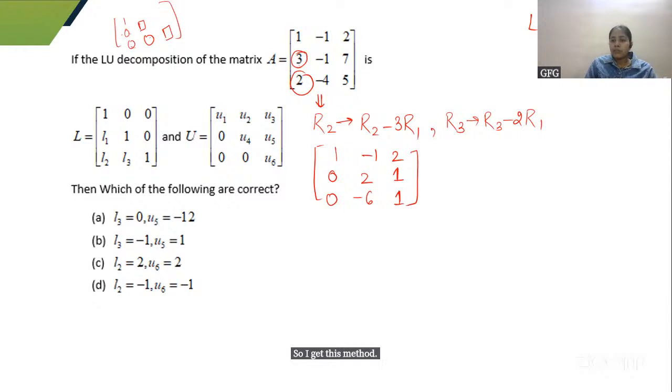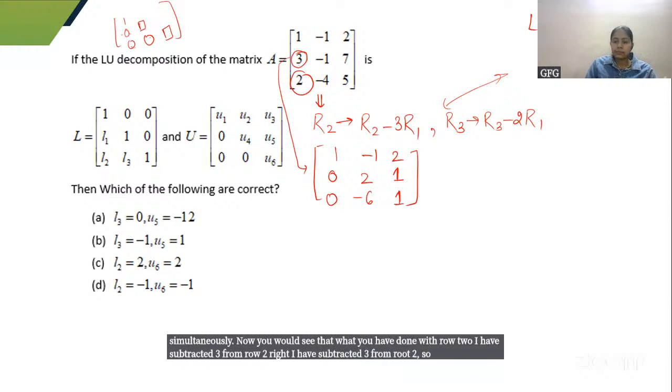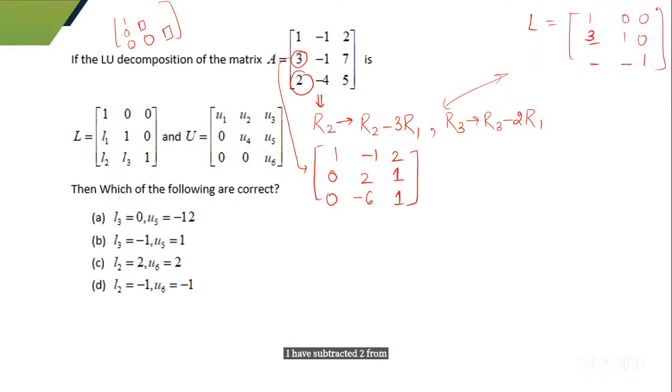But now I have to fill these places as well simultaneously. Now you would see what you have done with row 2. I have subtracted 3 from row 2. Right? I have subtracted 3 from row 2, so I'll add 3 here. I have subtracted 2 from row 3, so I'll add 2 here.